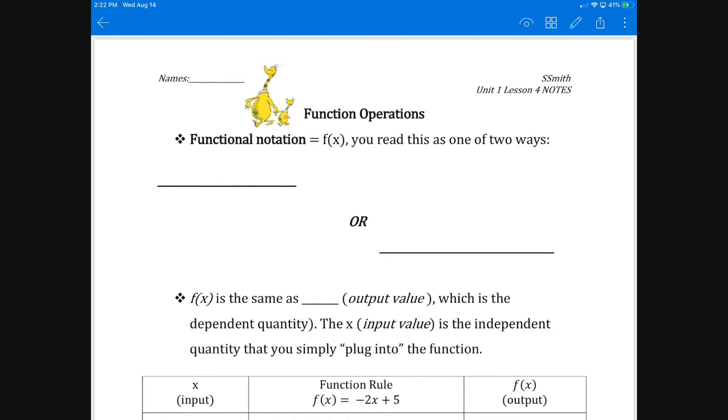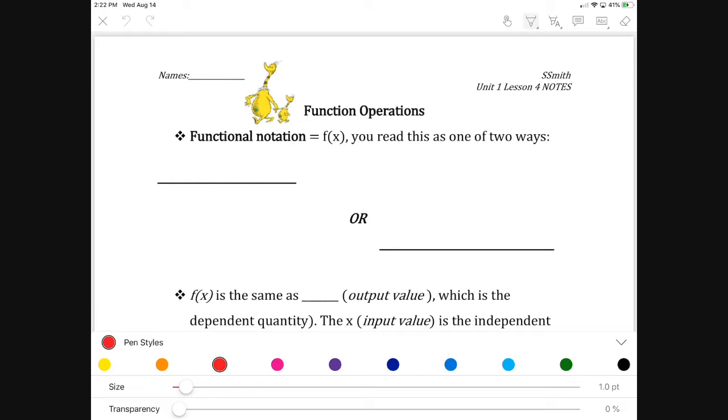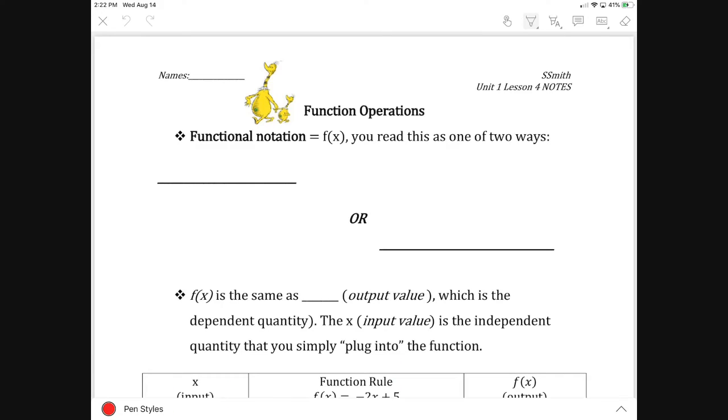Okay guys, so we're now on Unit 1, Lesson 4 notes, and we're going to be talking about function operations. So the very first thing that we're going to be discussing would be function notation. So function notation equals f of x. You read this as one of two ways.